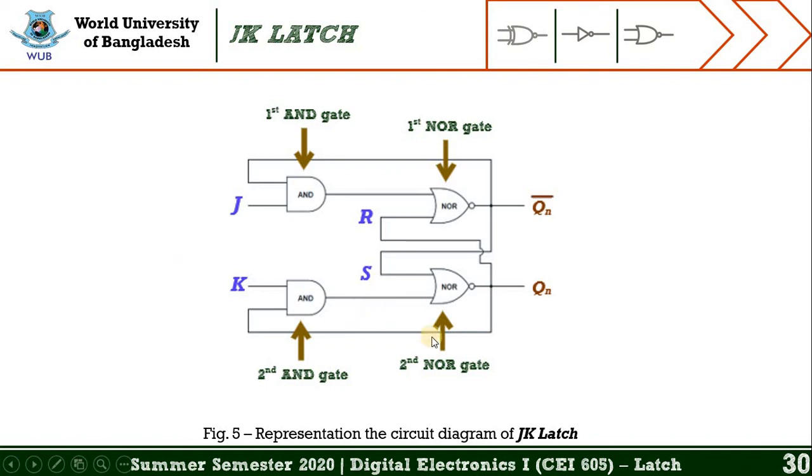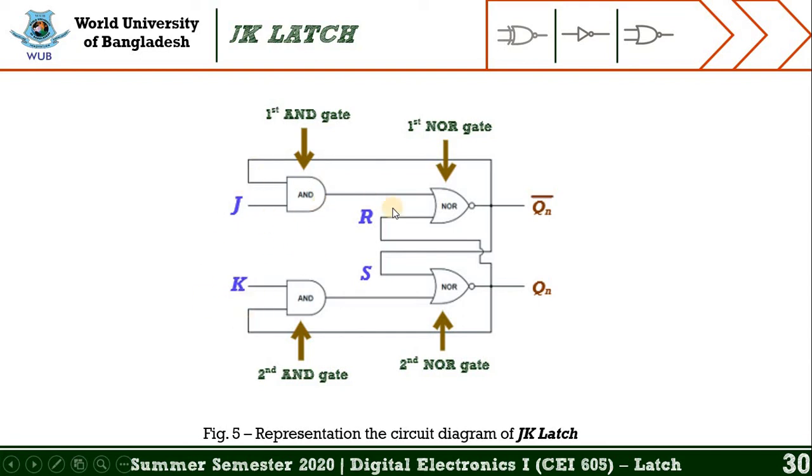And from this slide, we may learn the logic circuit diagram of JK latch. As usual from the previous lecture, this figure has three sections: one is the left section, another one is the middle section, and the last one is the right section. In the left section, you may find two inputs, J and K.